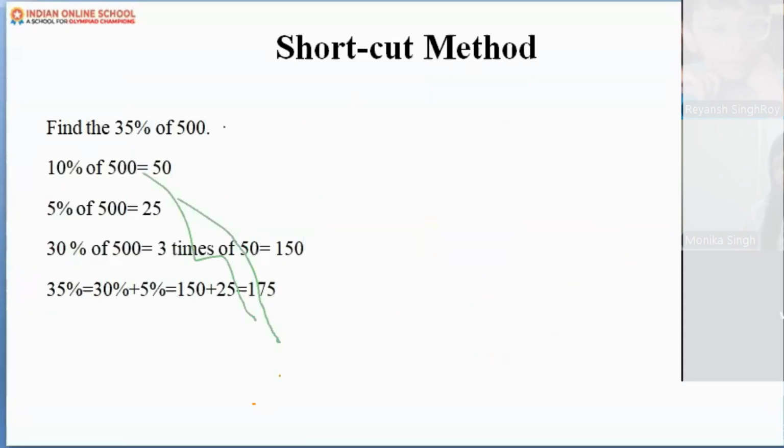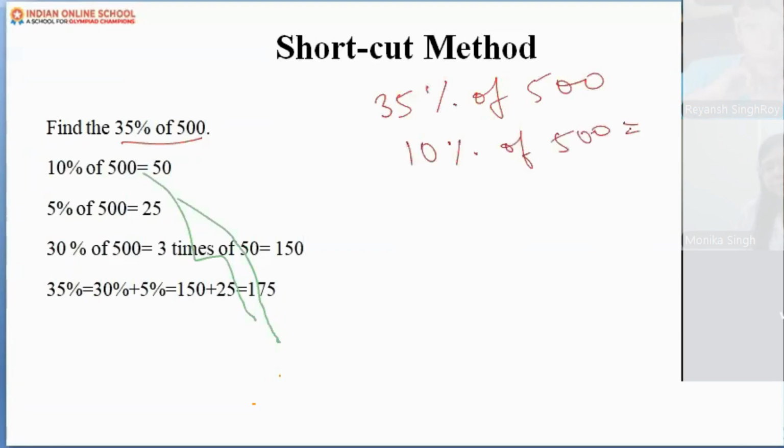Find 35% of 500. Now we will use the shortcut trick that I have told you. What will be 10% of 500? Ayan, can you tell me? You can unmute yourself while giving the answers. 50. 50. We just have to remove 1 zero.